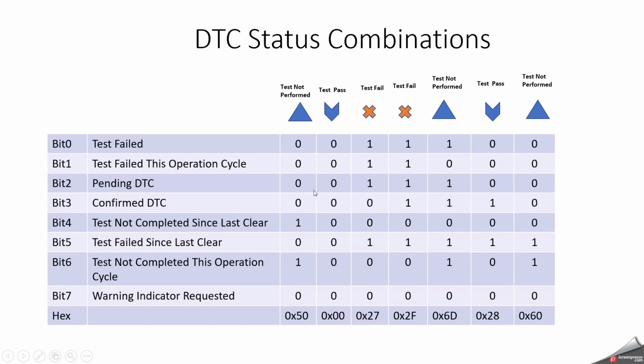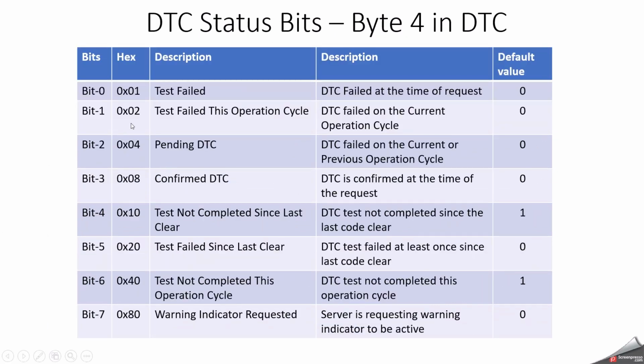Here I have mentioned some of the possible DTC status combinations. It might be useful when you are going to handle counter-based or generally DTC status byte combinations. This is just additional information: what is the meaning of every bit and what default value it carries. As I mentioned, bit 4 and bit 6 have the default value 1.